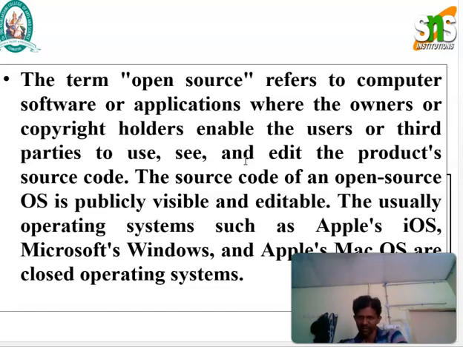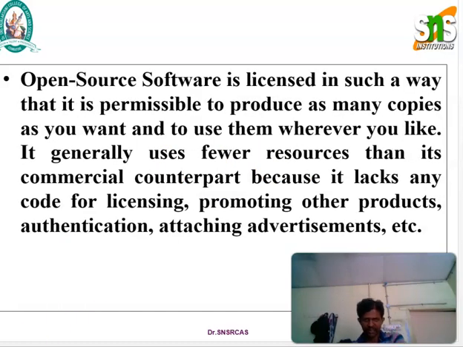So next one, the source code of a closed operating system isn't publicly visible and editable. Usually operating systems such as Apple iOS, Microsoft Windows and Apple's Mac OS are closed operating systems. Open source software is licensed in such a way that it is permissible to produce as many copies as you want and to use them wherever you like. So here we can make a number of copies, and using those copies we can use them wherever we like to implement it, right?